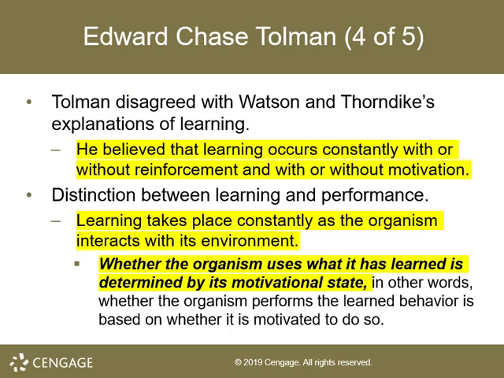Now, Tolman disagreed with Watson and Thorndike's explanation of learning. Tolman believed that learning occurs constantly with or without reinforcement and with or without motivation. So basically, we're always learning. We're always in a mode of learning. There doesn't have to be some sort of reinforcement for it. There doesn't have to be some sort of motivation behind it. We are always learning. So he did make a distinction between learning and performance, however.